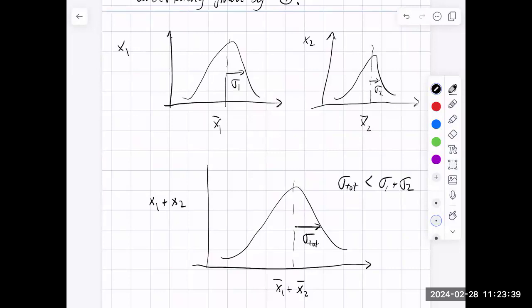And it turns out that the square of sigma total is going to be equal to the square of sigma 1 plus the square of sigma 2. And so that's why we do that, it's called a quadrature sum. That's why we do it for our uncertainty analysis.